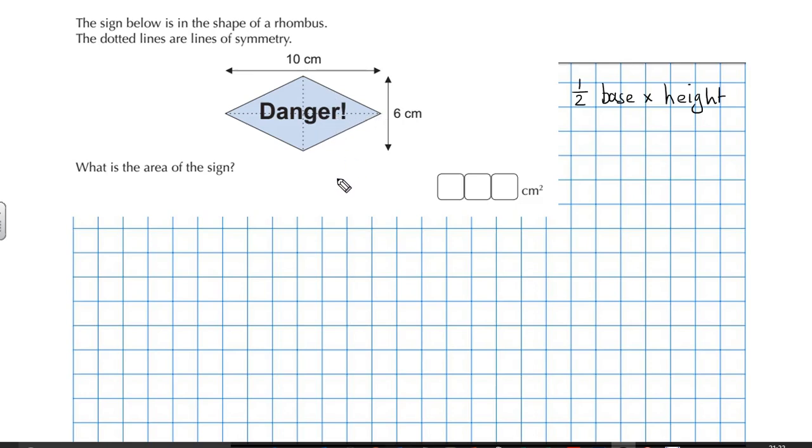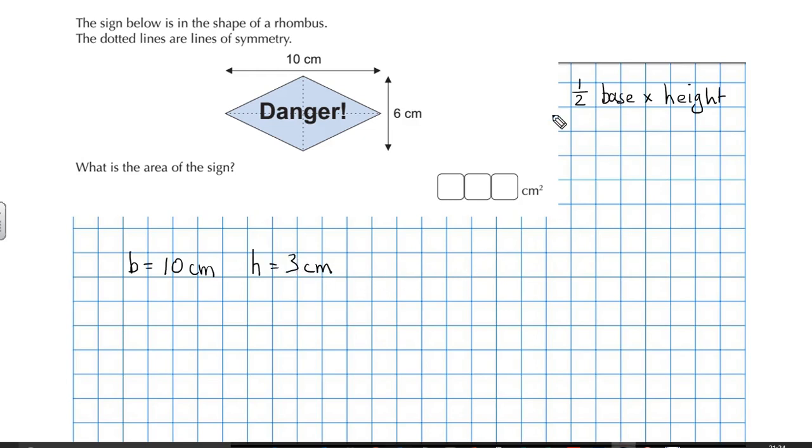Okay, now we can use the information that we're given, because we can only work with the information we're given, to calculate the area of these triangles. So let's take this one here. All right, the base is 10 centimeters, and the height is half of this, because these lines are dividing it in half. Okay, so the height is half of this, which is 3 centimeters.